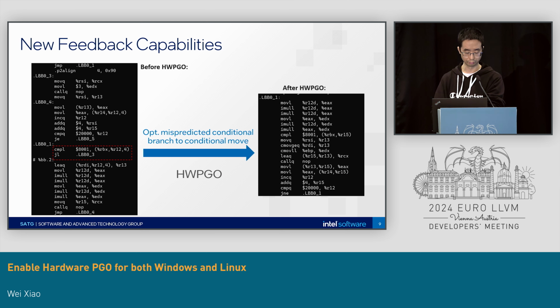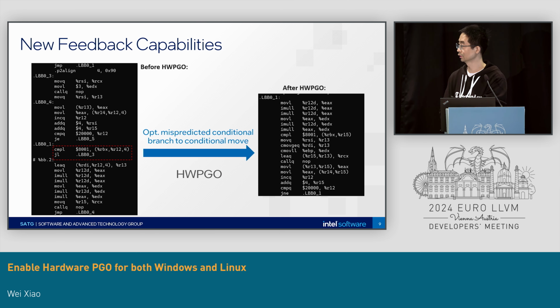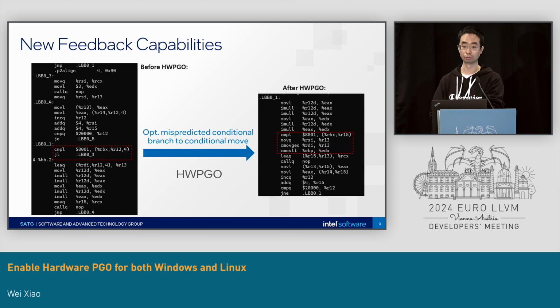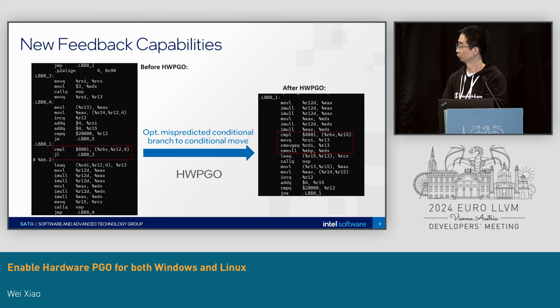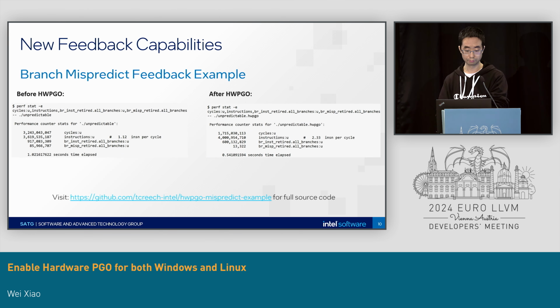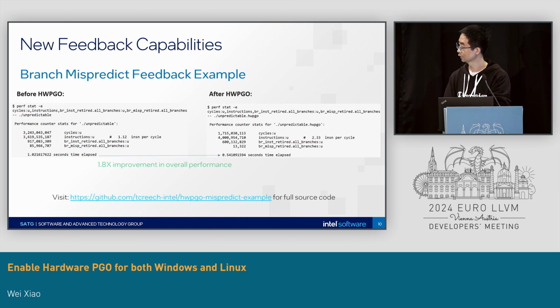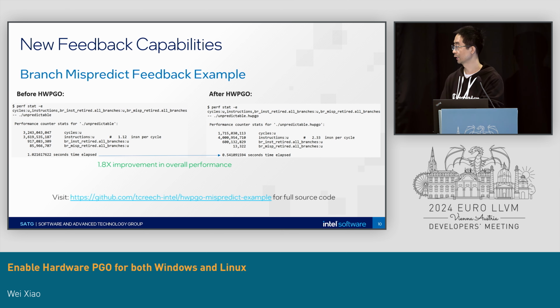We have a very highly mispredicted conditional branch. And if we can use hardware PGO to transform it to use a number of conditional moves, then we can avoid the misprediction. So we can get the overall performance statistics for this transformation. As you can see, there is a 1.8x speedup in runtime.